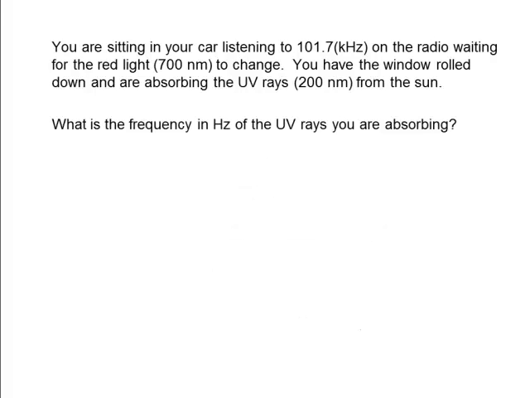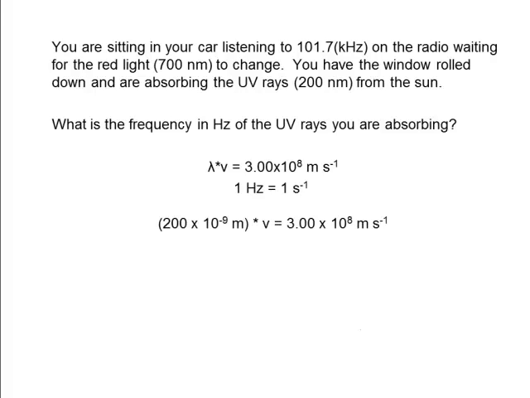Alright, let's calculate it for the UV rays. So I've got my equation and my relationship. Substitute things in, solve for my frequency, convert it to hertz. Okay, these are pretty straightforward calculations. The biggest thing to remember is you've got to keep track of the units. You've got to make sure those units agree with the units on the speed of light.